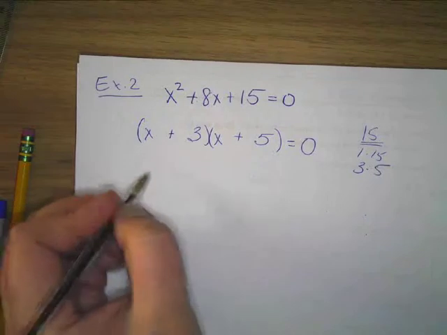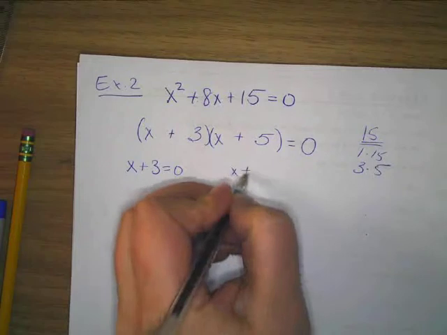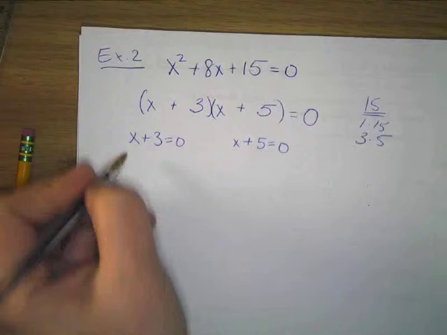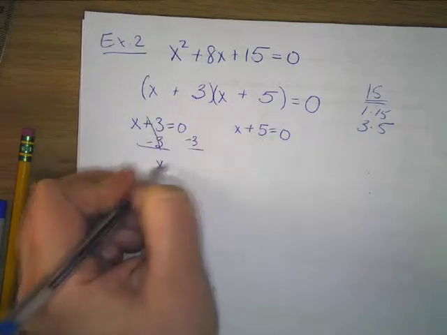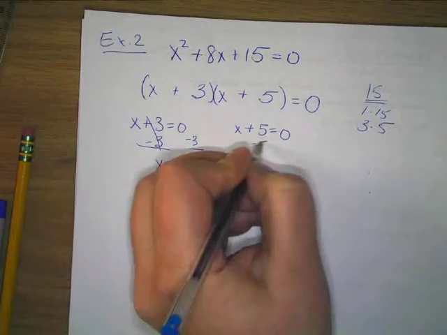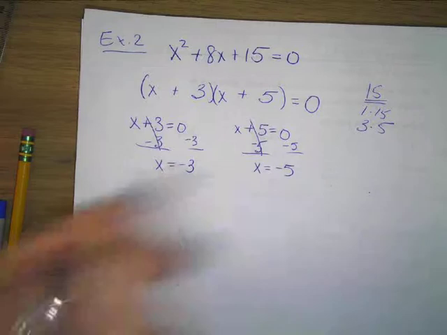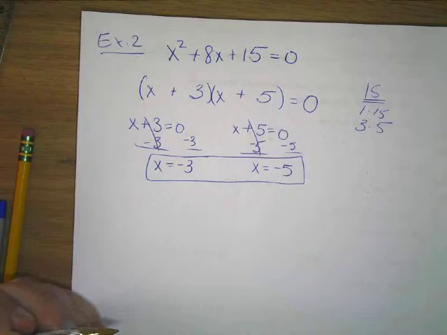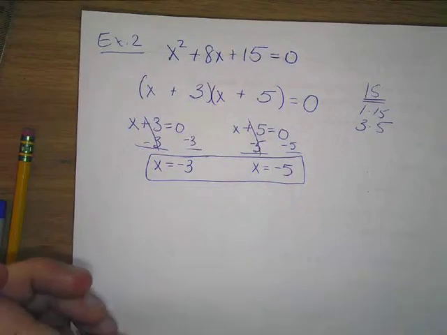Then we use the zero product property. So we say that x plus 3 equals 0, or x plus 5 equals 0. So what does this one give us? What do we do here? Good. So x equals -3, and there's your two answers. Is that okay? Yes. Cool.